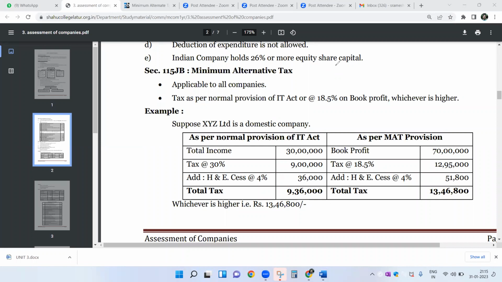So previously this MAT was 18.5%. Now it is reduced to 15%. In your examination, you have to calculate only 15% on book profit. Did you understand? Yes, sir. Okay. Just a minute.